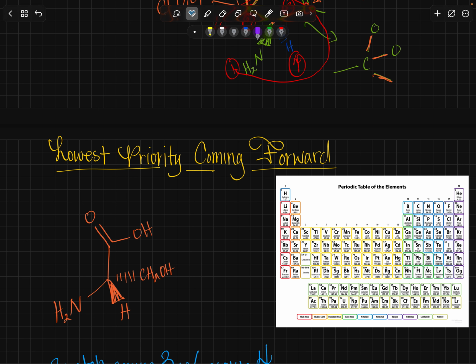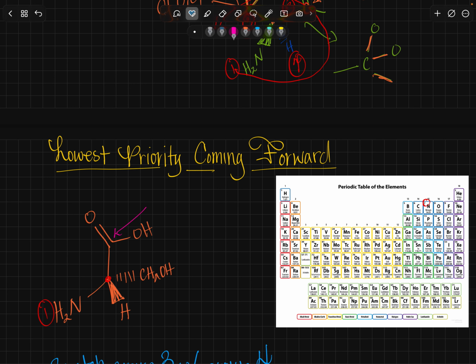Okay, so we're gonna look at this carbon right here. We're gonna assign priority groups. Nitrogen is first because it has the highest atomic number. We have 2 carbons here for another tie, so we're gonna analyze these.